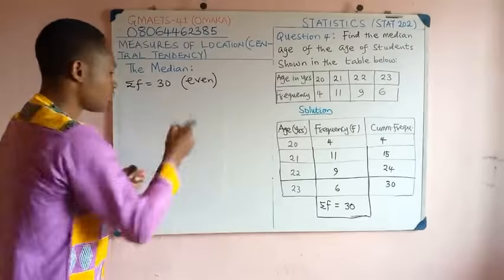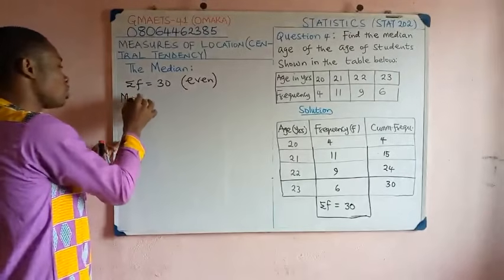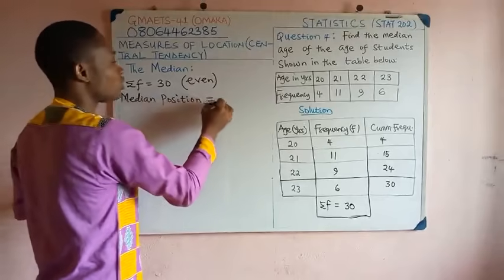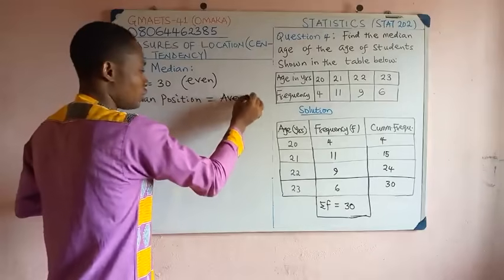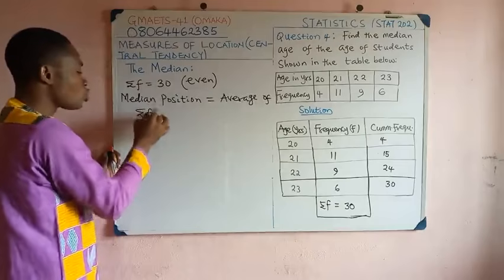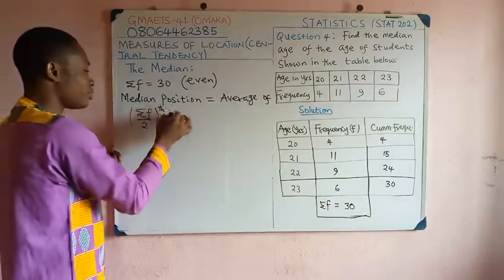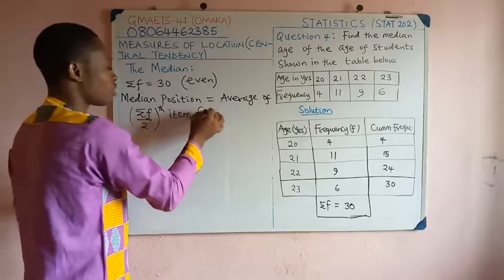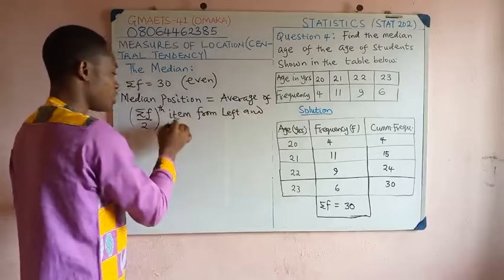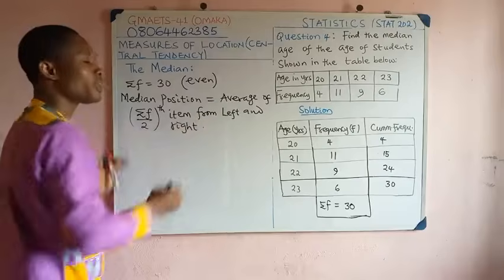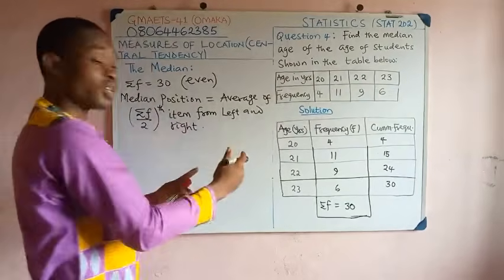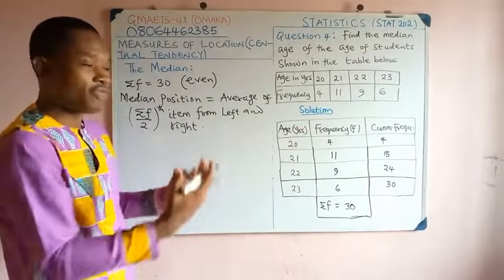So I'm going to write this, that median position is going to be equal to the average of summation f over 2 item from left and right. You know, that's how we actually get it. Count from left to get that item, count from right to get another item. There will be 2. So you find the average of the 2.